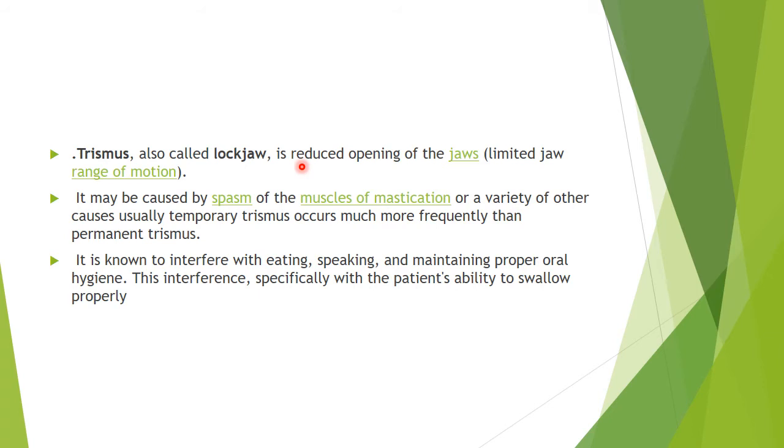Sometimes this trismus occurs temporarily and the patient can open afterwards. Or sometimes there will be a permanent trismus. It interferes with eating and speaking, and as a result, oral hygiene is affected. The patient cannot swallow properly. One problem may lead to another. There is a consequence of a series of problems that may be associated with these types of joint disorders.